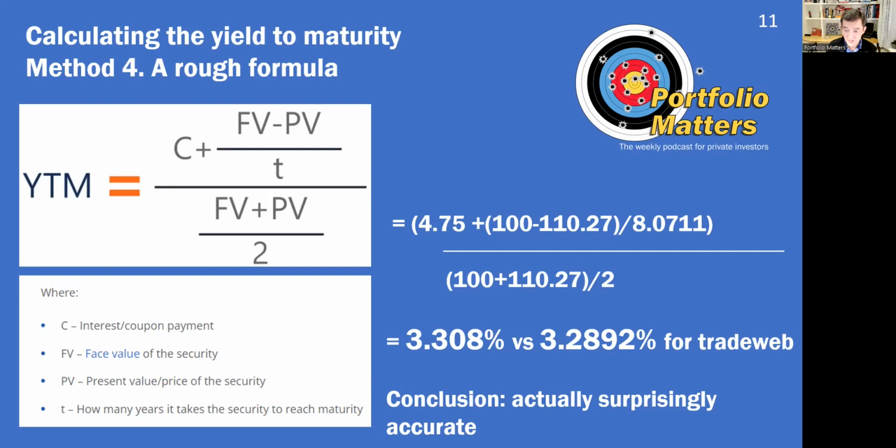And that gives you an answer of 3.308%, which is very close to the TradeWeb number and actually more accurate than either IRR or XIRR. So this rough and ready calculation, which does not require Excel, it just requires a calculator and a bit of paper, seems to be actually a very good way of calculating yield to maturity, and all you need to know.